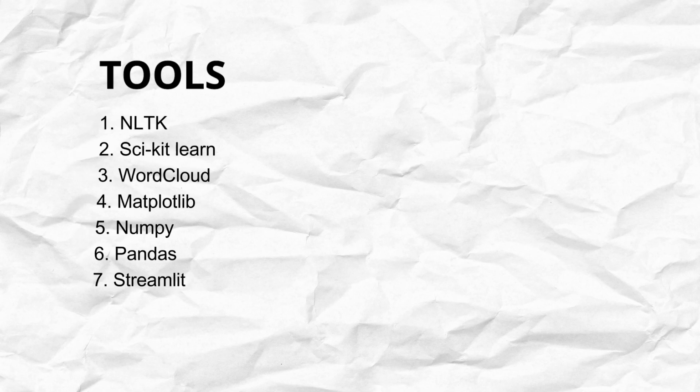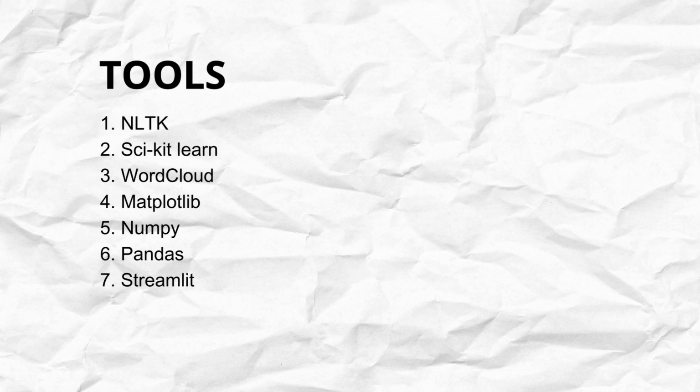What are the tools which are required to create this machine learning model? The first one is NLTK, which is a Python library used for natural language processing. The next one is scikit-learn, which is a Python library that has the logistic regression model. The third one is word cloud. What the word cloud Python library does is draw a graphical representation of the words in that particular document. Matplotlib is used to draw the charts. NumPy and Pandas, as you know, are libraries commonly used in machine learning projects. And the final one is Streamlit. Streamlit will be used to deploy these machine learning models as web applications.